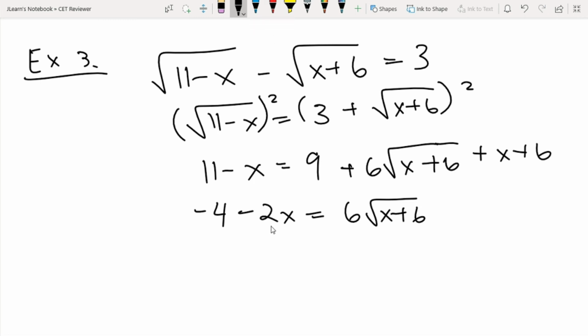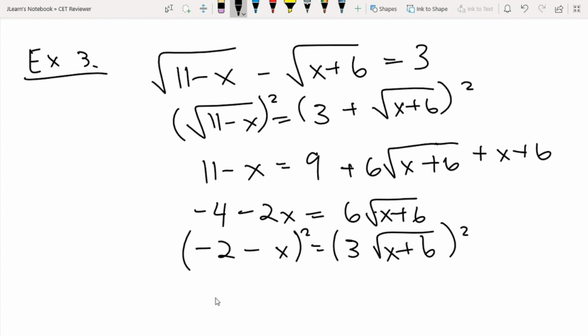So, we have one side na puro radical lang and then isang side na walang radical. So we can further simplify this by dividing both sides by 2, no? So we can get negative 2 minus x is equal to 3 square root of x plus 6. And again, bumalik tayo sa original natin na ginagawa wherein may isang side tayo na may puro radical and then may isang side tayo na walang radical. So what we do is we just raise to the index again. So we just square both sides.